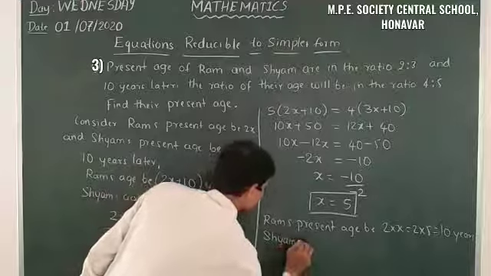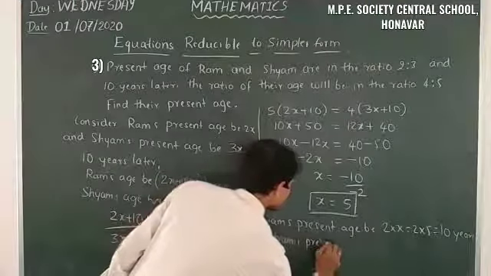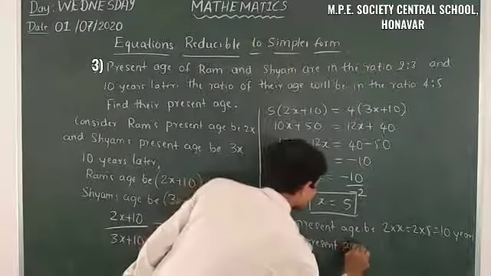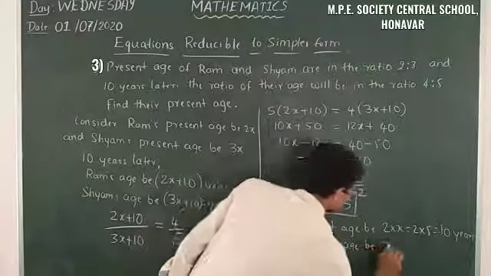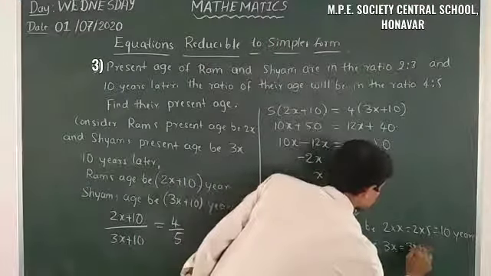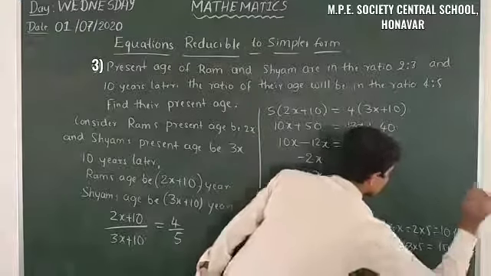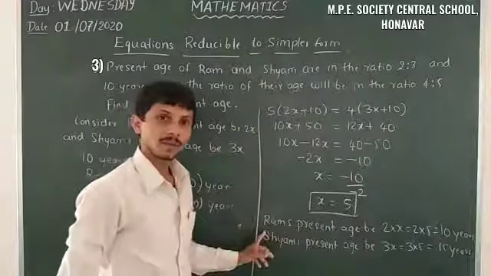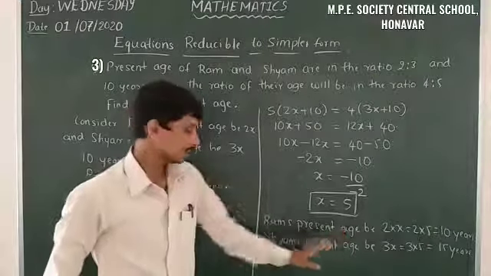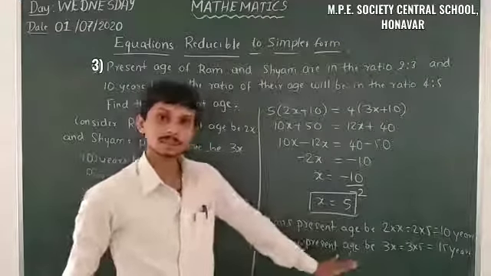Shyam's present age will be 3x, which is equal to 3 into 5 is equal to 15 years. So we got Ram's age as 10 years and Shyam's age as 15 years.